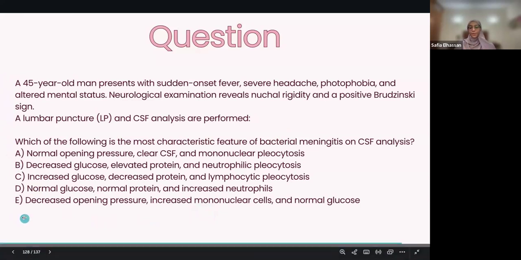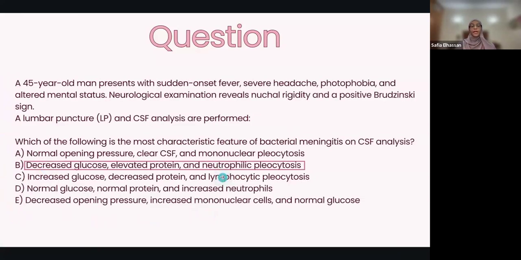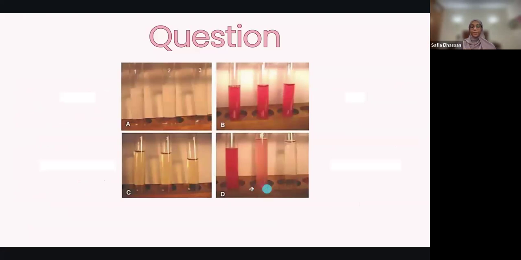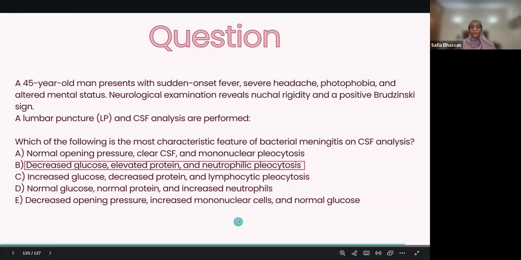B, yes, decreased glucose, elevated protein, and neutrophilic pleocytosis. So decreased glucose because the bacteria are using up the glucose, elevated protein because they actually have protein, and neutrophilic pleocytosis, so they have elevated white blood cells, specifically neutrophils. Follow-up question. What would the opening pressure be? Would it be elevated, normal, decreased, high? Yes, correct. Because of edema, yes.